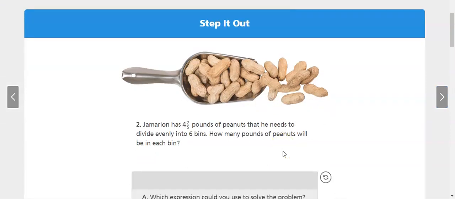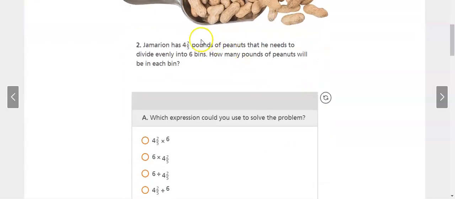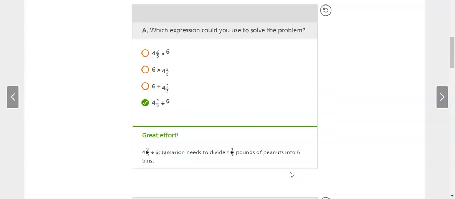Okay. Jamarion has 4 2/5 pounds of peanuts that he needs to divide evenly into 6 bins. How many pounds of peanuts will be in each bin? So he has a total of 4 2/5. So I know it's going to start 4 2/5, and we're going to divide by 6 because there are 6 bins, and we're going to see how many goes into each of the 6 bins.